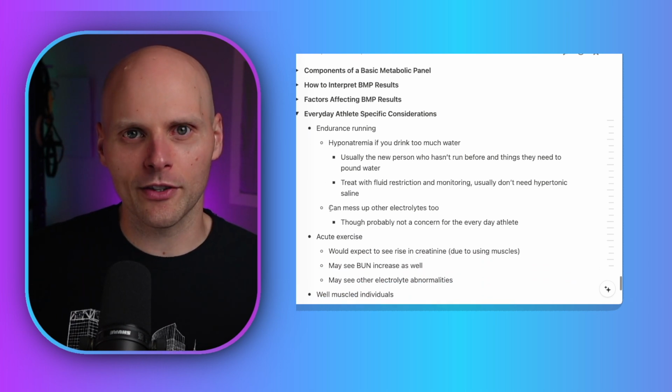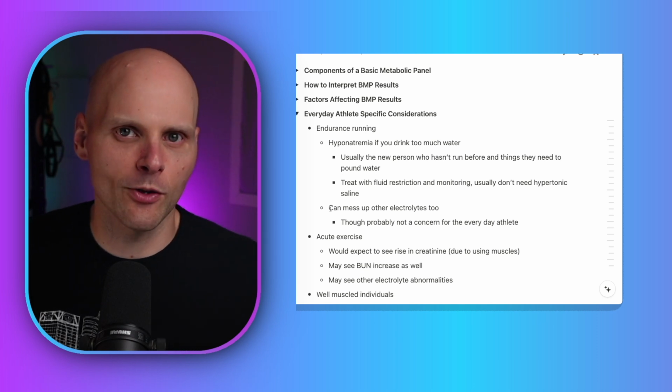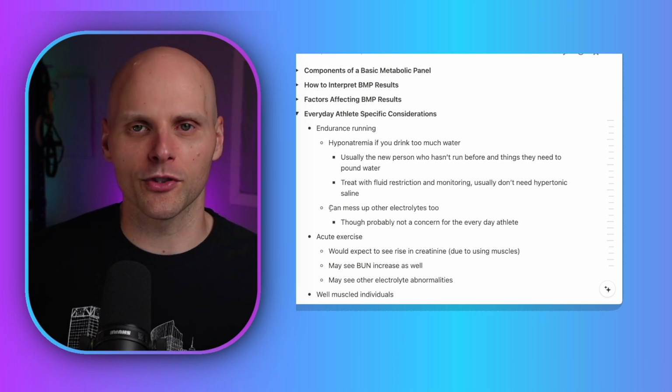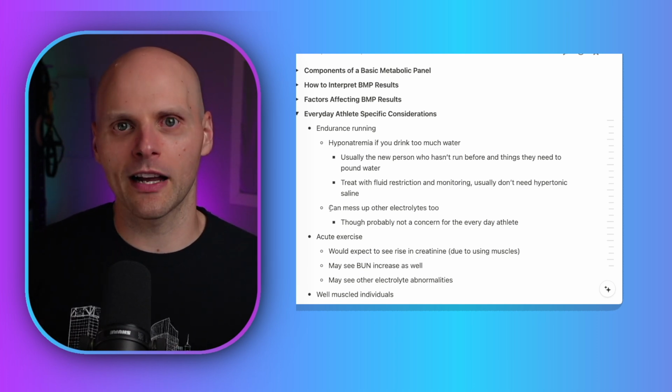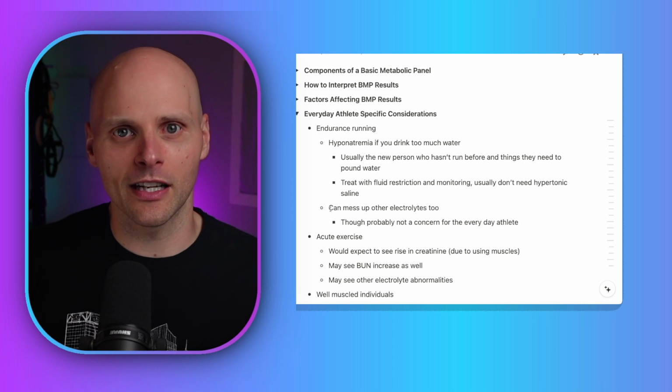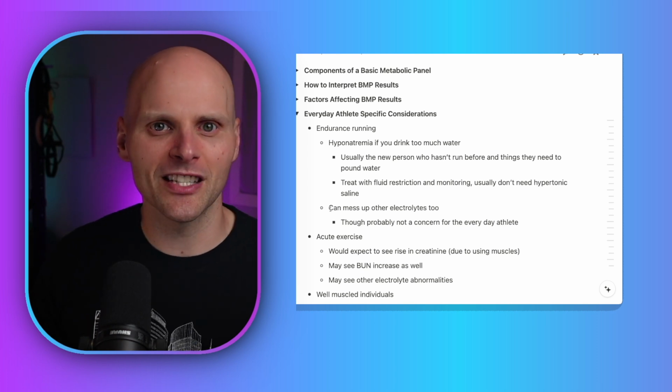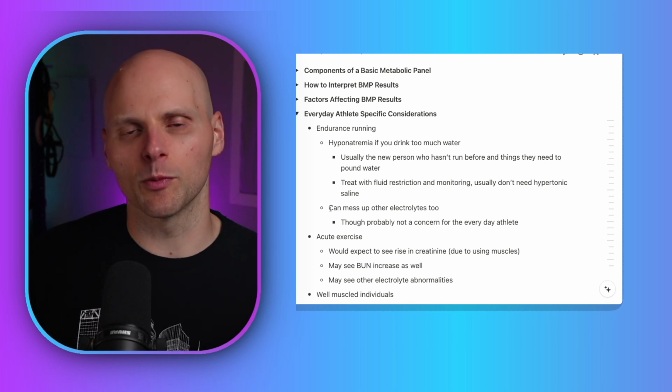From an acute exercise perspective, we would expect to see a rise in creatinine due to using more muscles, right? We're using more muscles, they're breaking down, so we're going to have more creatinine, and probably going to see an increase in BUN as well, and may see some other electrolyte abnormalities like we mentioned previously.